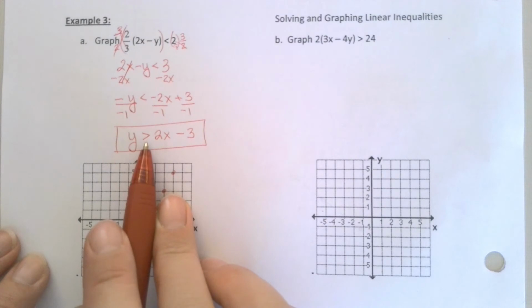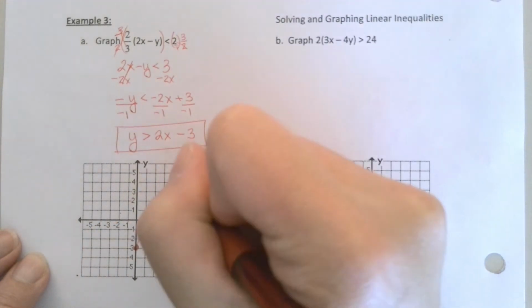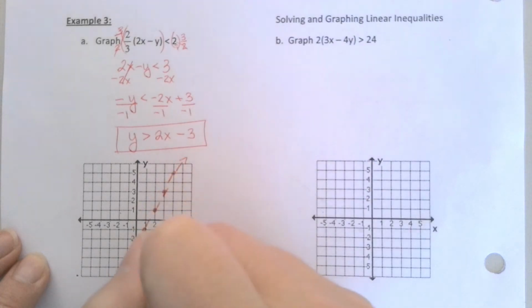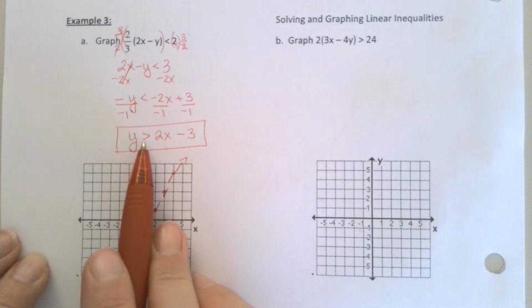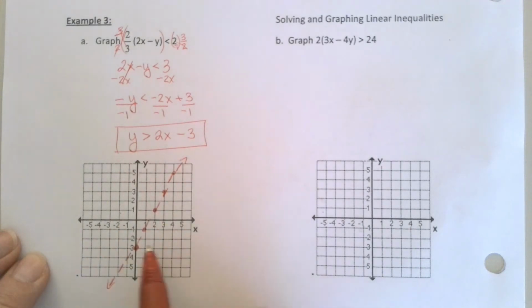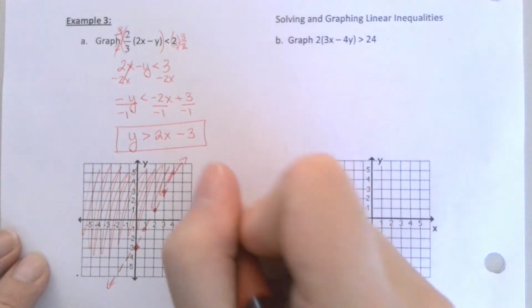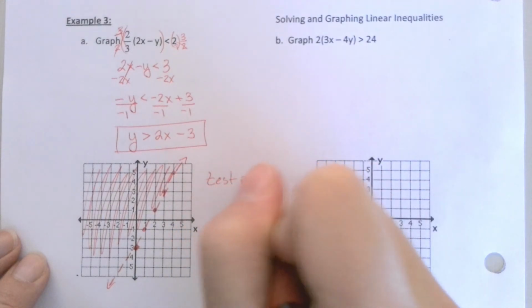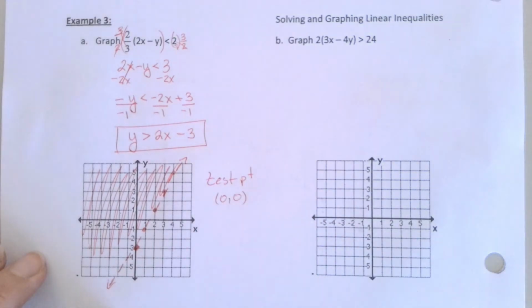Dashed or solid, you have to decide. This is not equal to, so it is going to be a dashed line. If you forget, erase. If you're using pen, you better write the word dashed beside it to clarify. And then looking at this, it says y is greater. So here is my line, y is greater as I go up the y-axis. Again, if I want to use a test point, I would continue to use 0, 0 as long as it's not on the line.